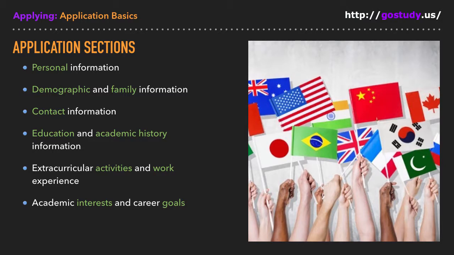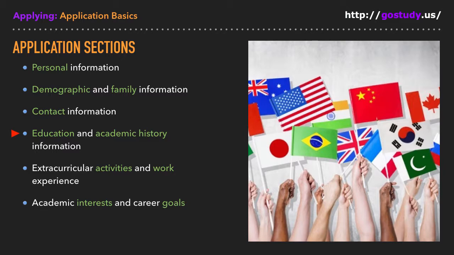Every school is a bit different when it comes to the information they'll ask you to submit. In general, however, schools will request the following: personal information, such as your name, sex, date of birth, and citizenship. Demographic and family information, like your ethnicity, language, parents' occupations, and number of siblings. Contact information, to include your address, email, and phone number.